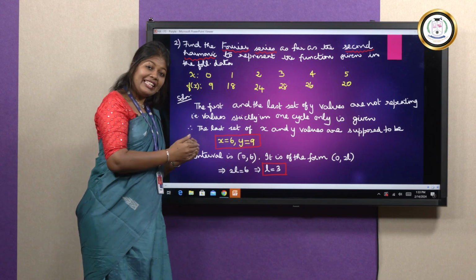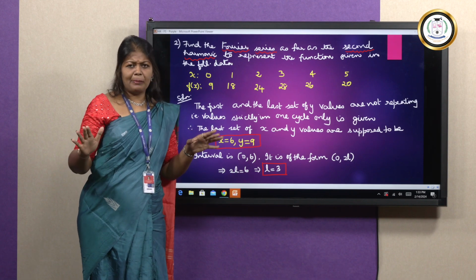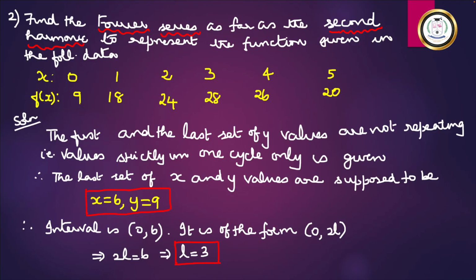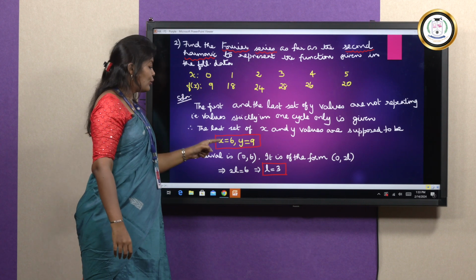Now, why do I need these? I need these to find L and not for any other purpose. Because for calculations, anyway, I'm going to use only these values strictly in one cycle, right? So, I need the last set of x and y values only to find L. Now that I know that the last set of values is x equal to 6 and y equal to 9, where is the function defined now? It's defined from 0 to 6.